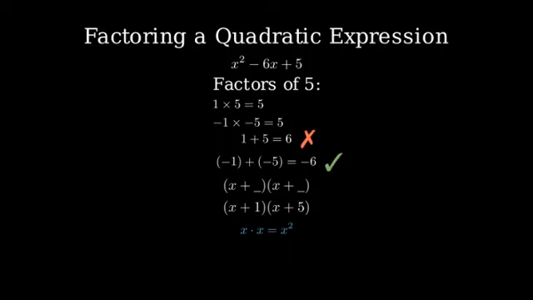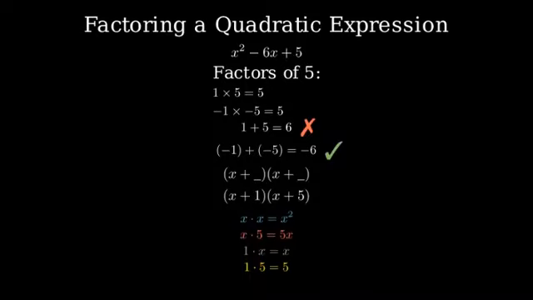First, we multiply the first terms: x times x is x squared. Next, we multiply the outer terms: x times 5 is 5x. Then, we multiply the inner terms: 1 times x is x. Finally, we multiply the last terms: 1 times 5 is 5.